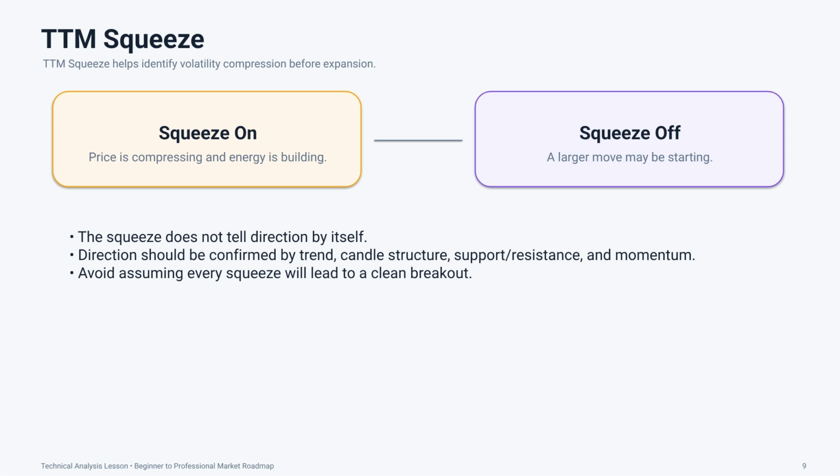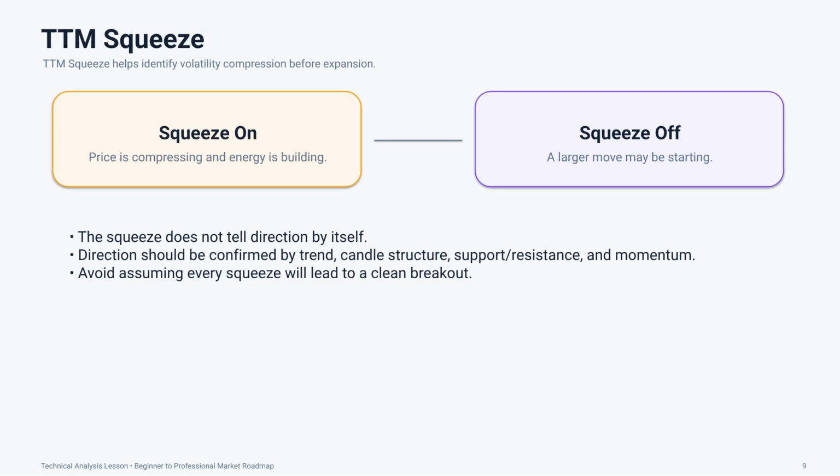For example, if price is above support, the trend is up and momentum is improving, then a squeeze release may have a better chance of moving higher. But if price is below resistance, the trend is down and momentum is weak, then a squeeze release may have a better chance of moving lower.